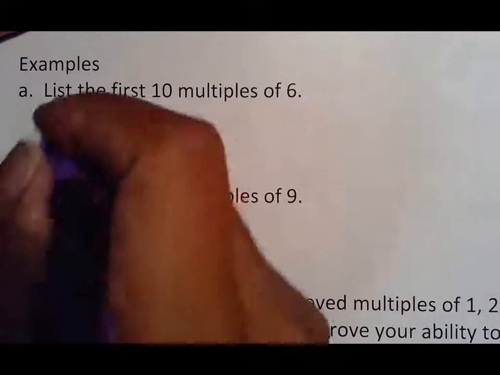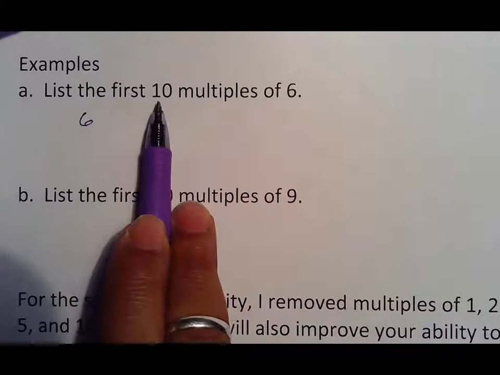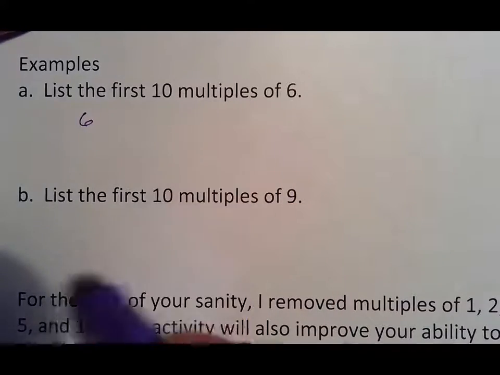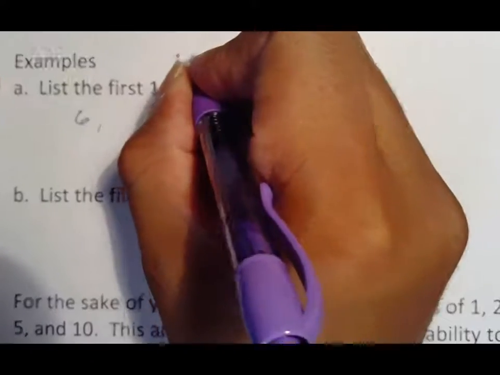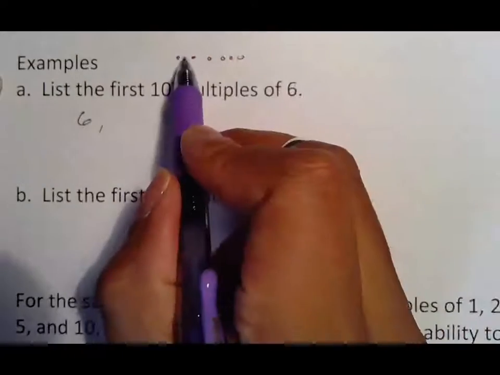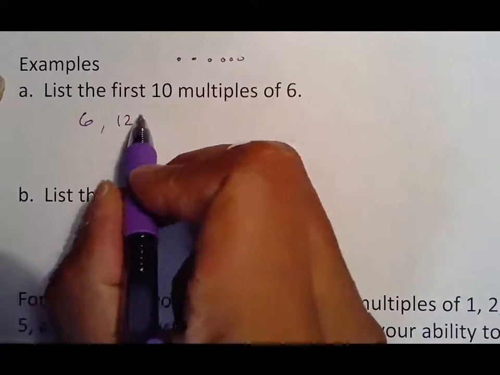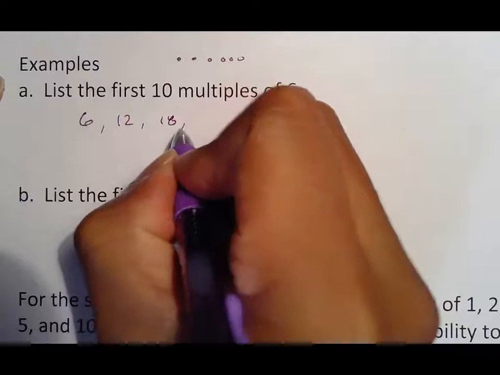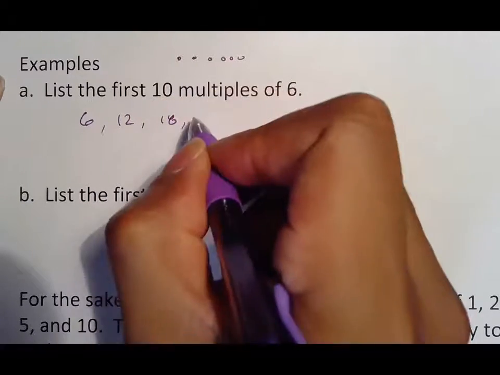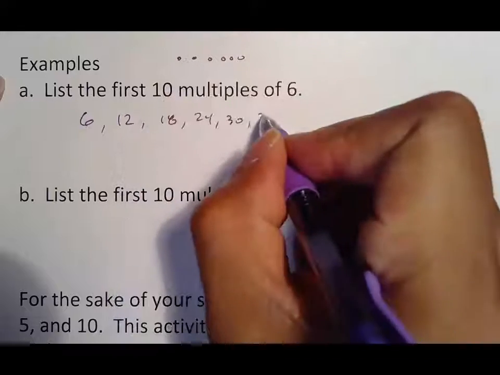Starting with 6. Pretty much, if it's the first 10 multiples, you should be going from 6 to 60. So 6, and then if you have to, put 6 dots up there. 1, 2, 3, 4, 5, 6. So 7, 8, 9, 10, 11, 12. 12 plus 6, I believe, is 18. 13, 14, 15, 16, 17, 18. You can do it that way. 19, 20, 21, 22, 23, 24. 30. I think 36 would be next.